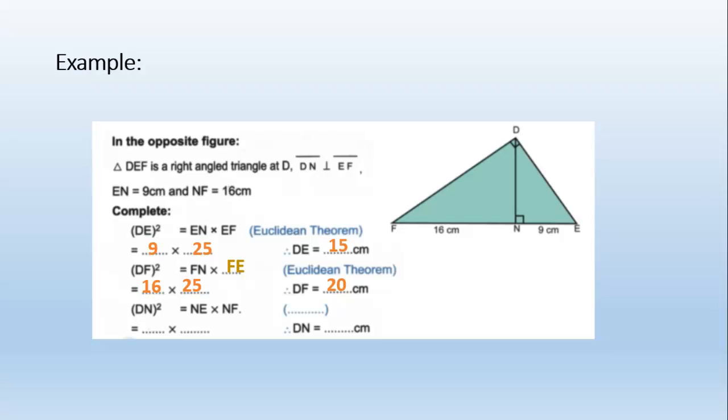The last one, he needs DN. DN power 2 equals NE times FN. As we said before, the altitude power 2 equals the multiplication of the two parts of the hypotenuse. So DN power 2 equals 9 times 16 equals 144, and we get its square root and find it 12 centimeters.